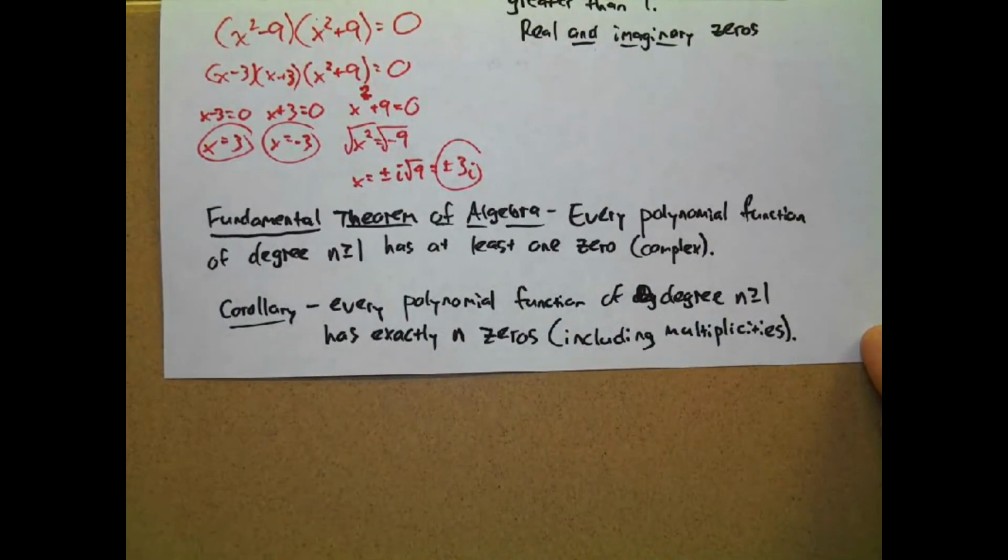So if you have a 5th degree polynomial, you should have 5 zeros. Some of those zeros might repeat, right? So you could have 1 zero that has a multiplicity of 4, and then another single zero kind of thing. But including multiplicities, every polynomial function that has a degree greater than or equal to 1 will have that many zeros to it. That many zeros. But again, the multiplicities also are counted there.